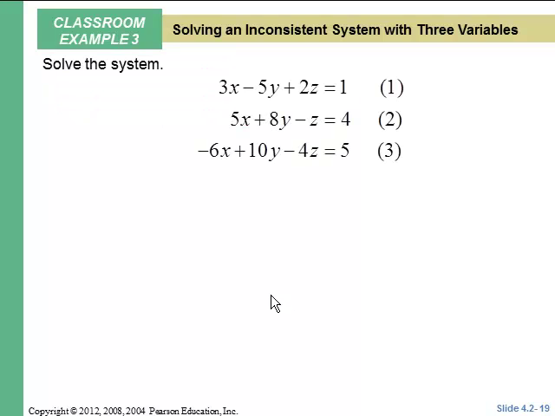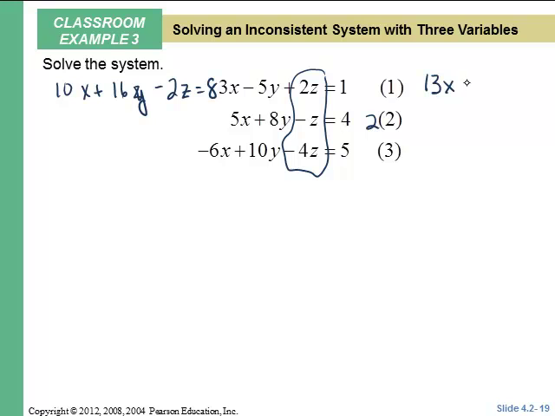Alright, if we try to solve this equation, notice it's pretty tough to come up with a focus variable. I think z would be the easiest one to focus on. Let's multiply the middle equation by 2 and add it to the top equation. So the middle equation times 2 is 10x plus 16y minus 2z equals 8. Add it to the top equation.